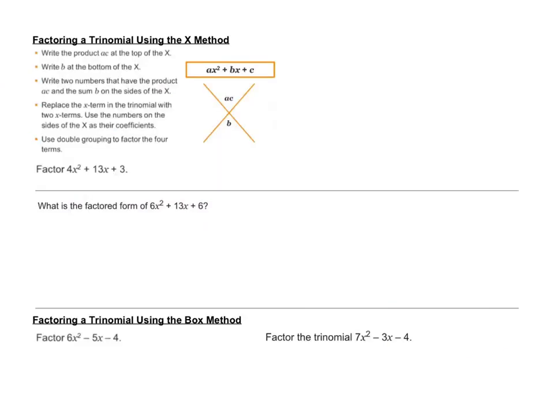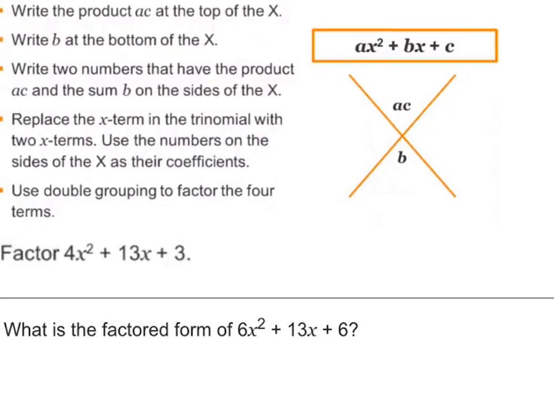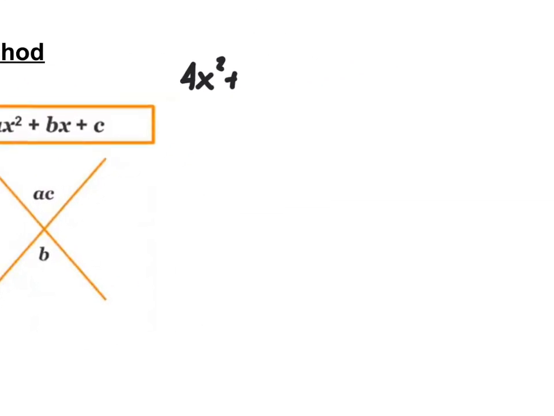Now I'm going to show you guys the same thing using the x method. This time the difference is that the leading coefficient in the prior one was just 1, so it was kind of an easy thing to do. I'm going to do this using the x method here, and I'm going to rewrite my trinomial as 4x squared plus 13x plus 3.